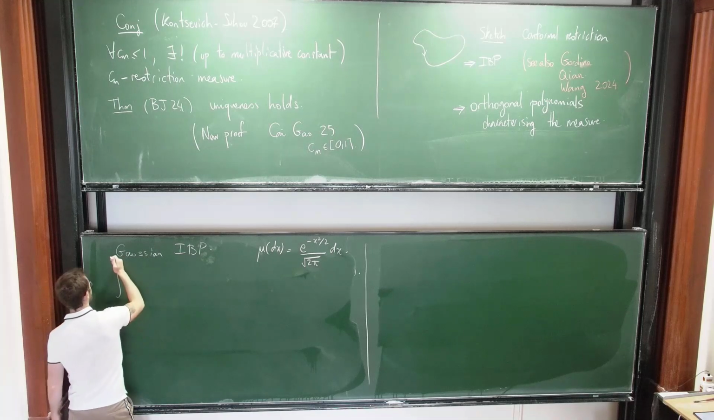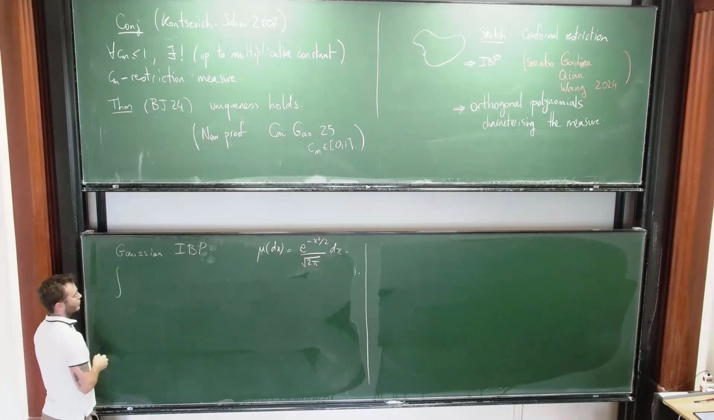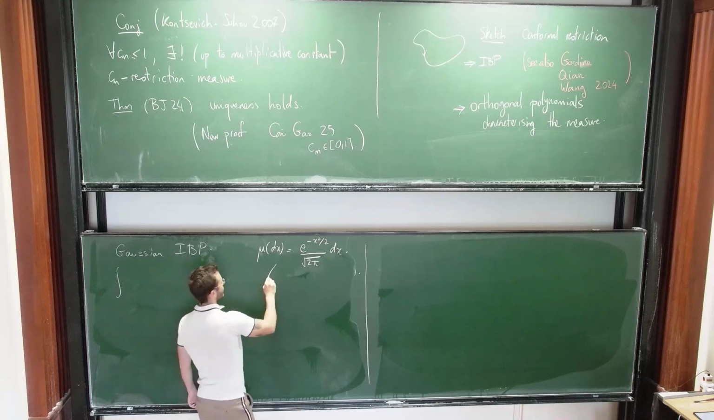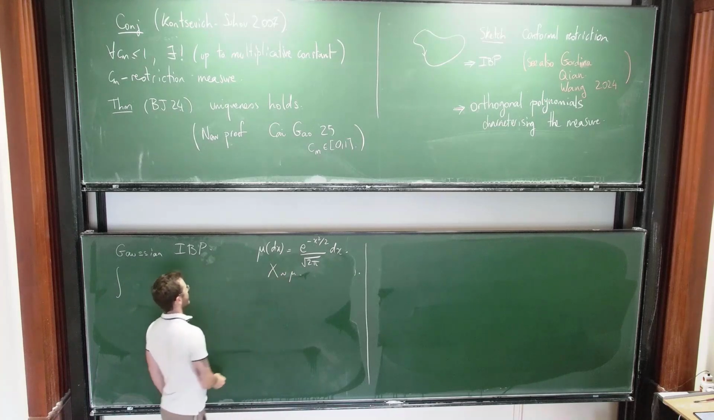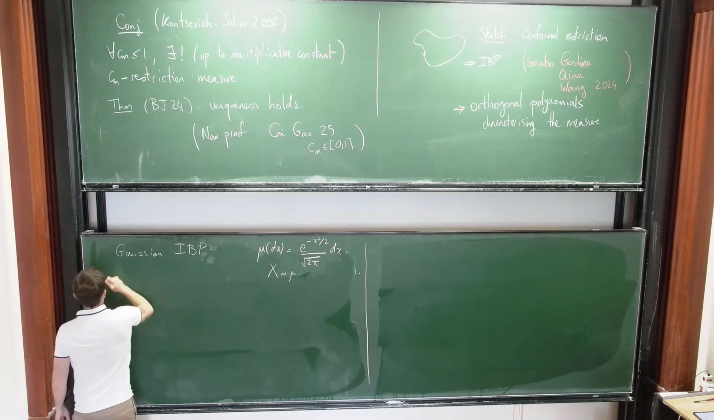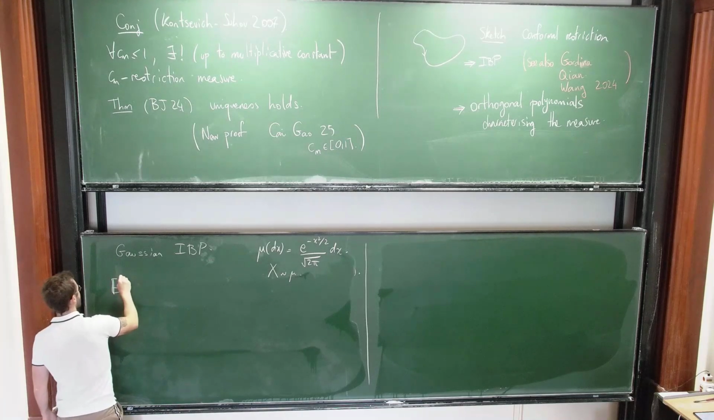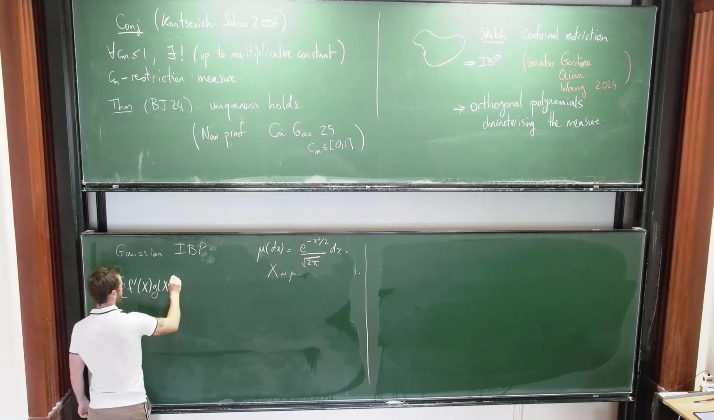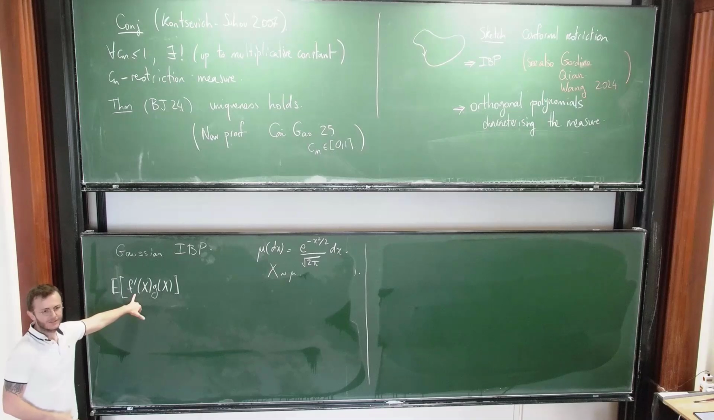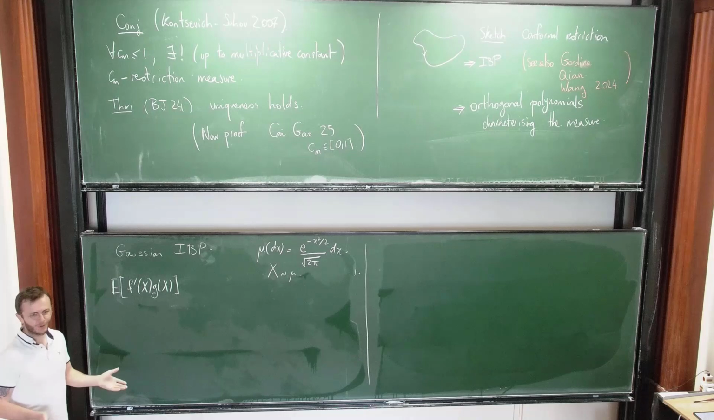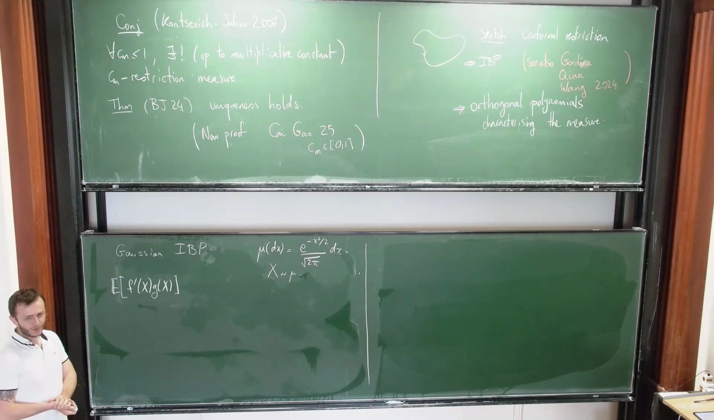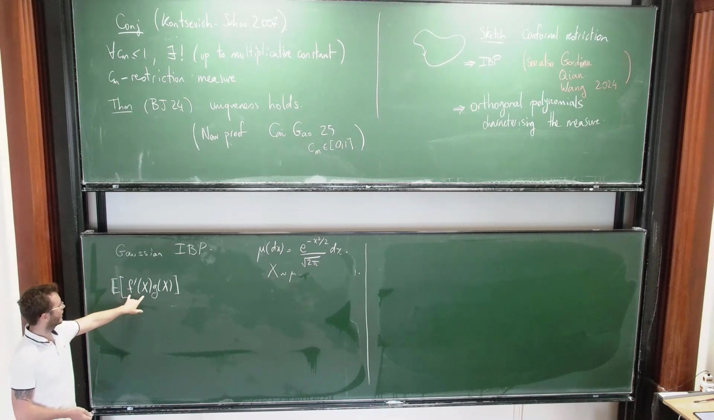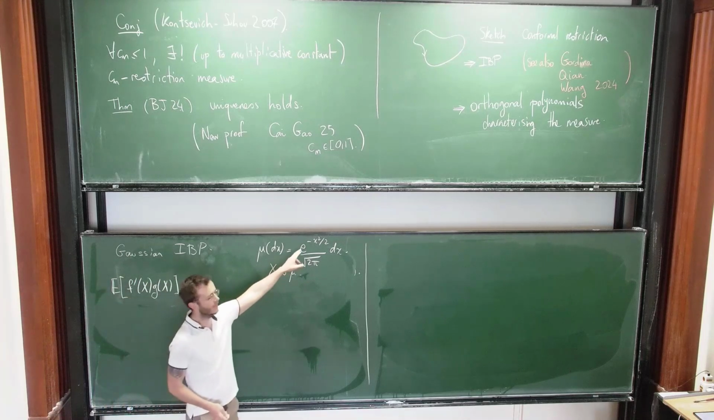Let X be a random variable that follows the law mu. And so for any test functions f and g, here I have f prime. I write this as an integral, then I apply the standard integration by parts formula with respect to Lebesgue measure. So I would integrate f and differentiate g times e to the minus x squared.